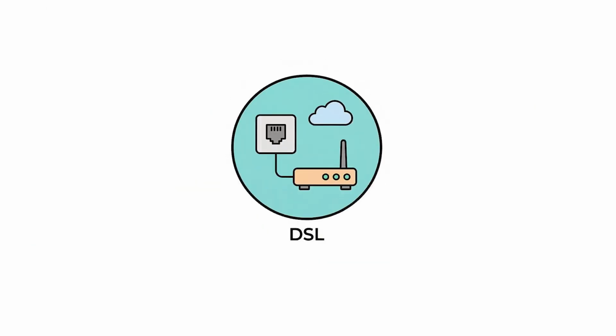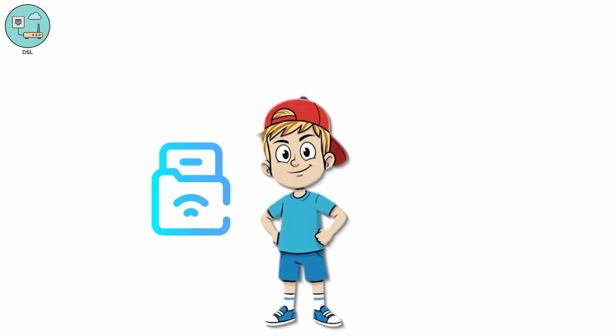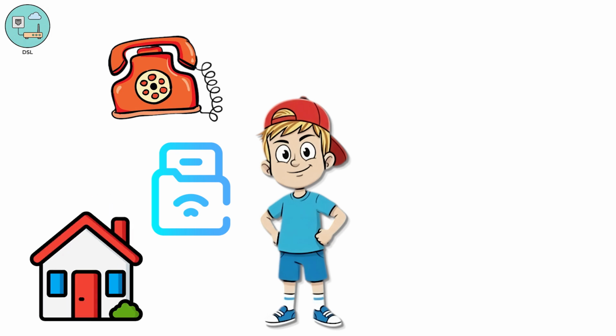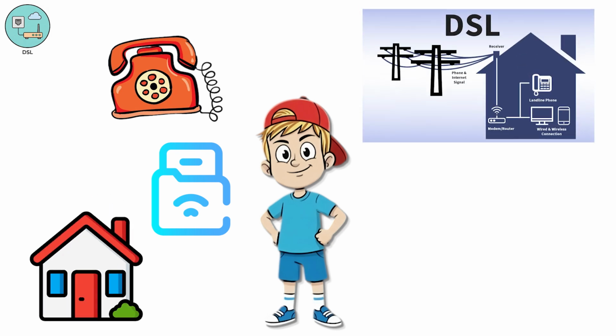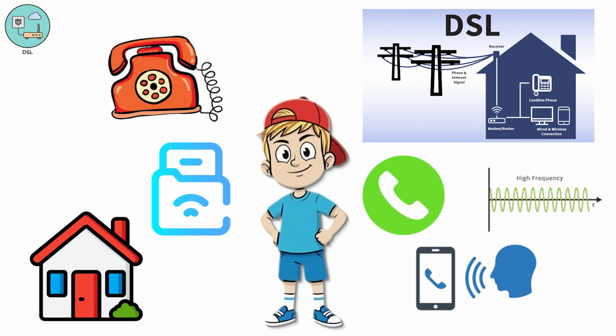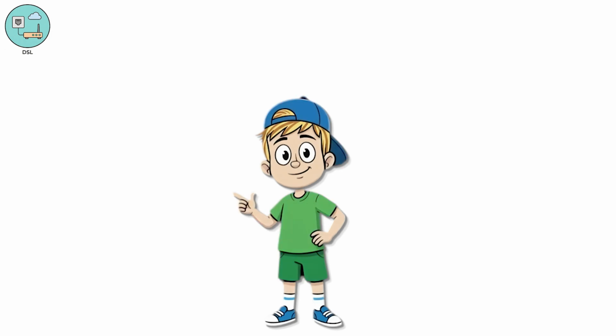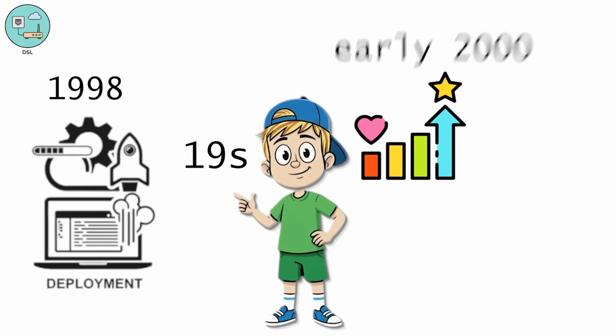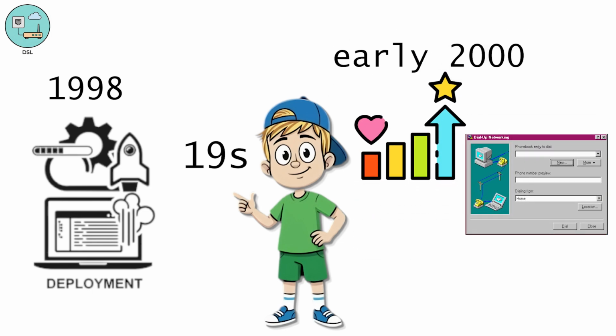Digital subscriber line sends digital data over copper telephone lines already in most homes. Unlike dial-up, DSL provides always-on connection and doesn't block your phone line because it uses higher frequencies that voice calls don't touch. First available in the mid-90s, major deployments started around 1998. It became popular in the early 2000s as a major dial-up upgrade.